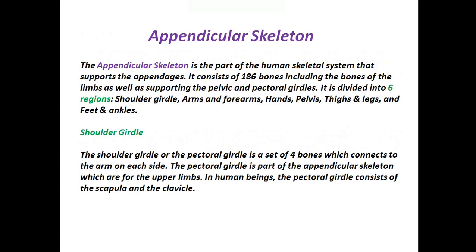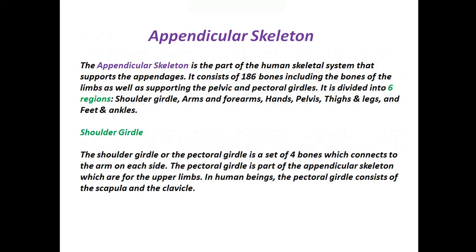Wow, it's now time to look at the appendicular skeleton, and I bet you will find it interesting. The appendicular skeleton is the part of the human skeletal system that supports the appendages. It consists of 126 bones, including the bones of the limbs, as well as the supporting pelvic and pectoral girdles. It is divided into 6 regions: the shoulder girdle, arms and forearms, hands, pelvis, thighs and legs, and feet and ankles. So the first one in discussion is the shoulder girdle.